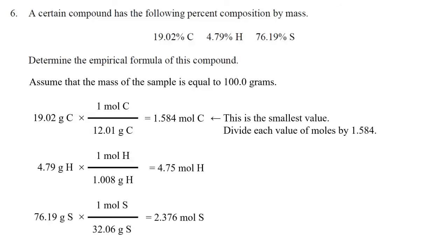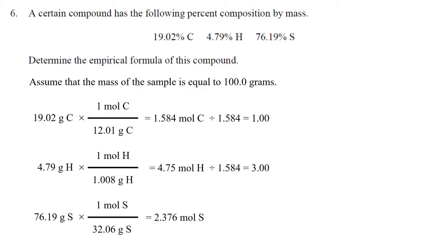So now at this point, we have three different numbers for moles of C, H, and S. Since the 1.584 moles of carbon is the smallest of the three values, we're going to divide each value of moles by that particular value. So we get 1 for carbon by dividing by itself. We get 3 for hydrogen. And then interestingly enough, we get 1.5 when we do that same calculation for sulfur.